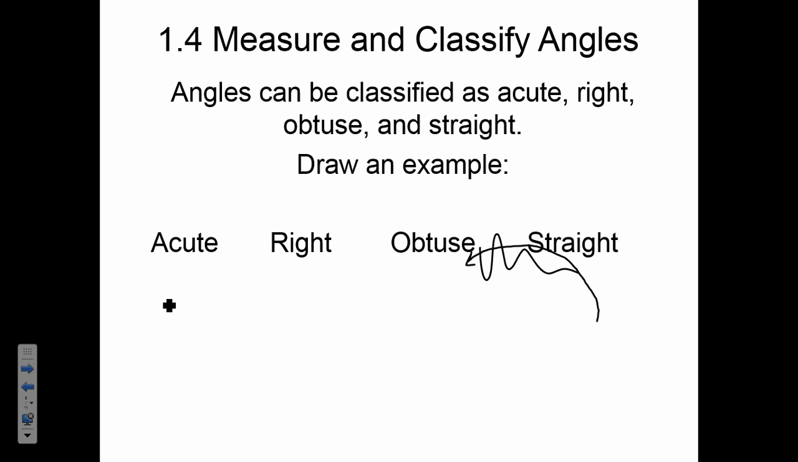These angles here, so this acute angle. An acute angle means that it's going to be less than 90 degrees. So an acute angle is less than 90 degrees. So it's going to be those tiny little acute angles. So it would be an example of an angle that is less than 90 degrees.